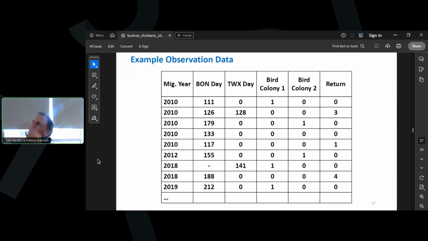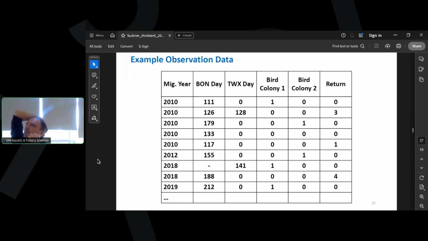So this is some fabricated data, just to give an idea. Each row would be a fish with a particular juvenile migration year, the year they enter the ocean. Then you have the day they were detected at Bonneville, and the day they were detected at the trawl, where 0 means they weren't, and then whether they showed up on bird colony 1.